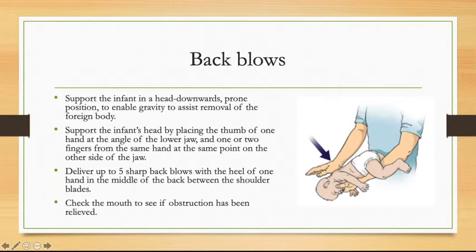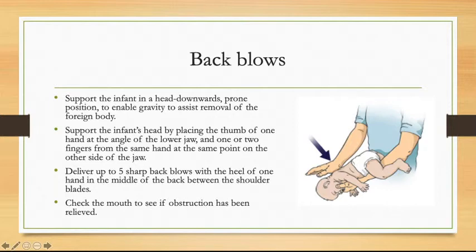After you've put the infant on your outstretched arm, facing the floor, you need to support their head by placing a thumb at the angle of the lower jaw, and then the other fingers at the same point on the other side of the jaw. It sounds complicated, but if you look at the picture I've put on the side, that's what the person has done. You can see the fingers are sort of in a V shape supporting its jaw and head.